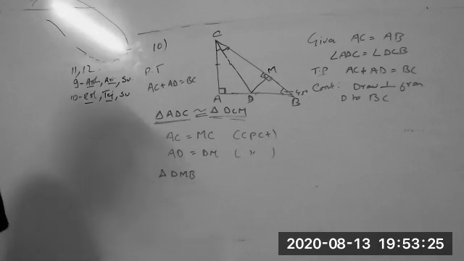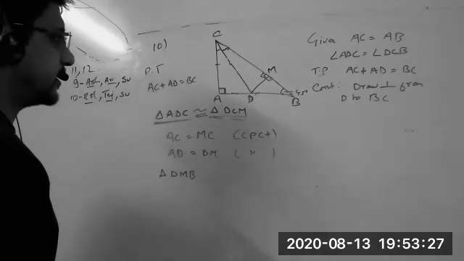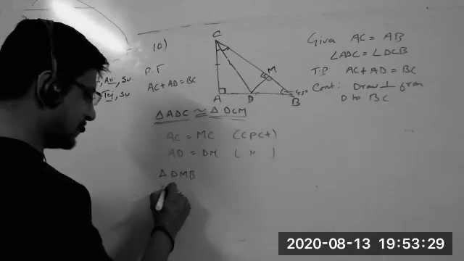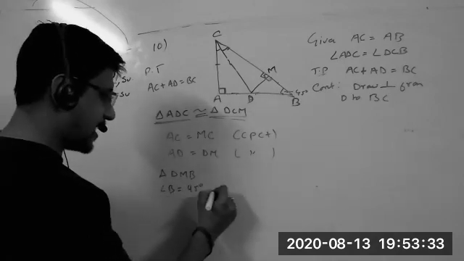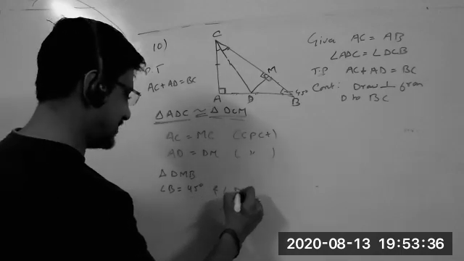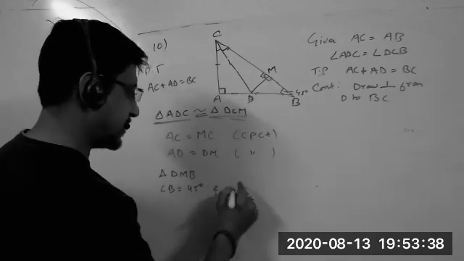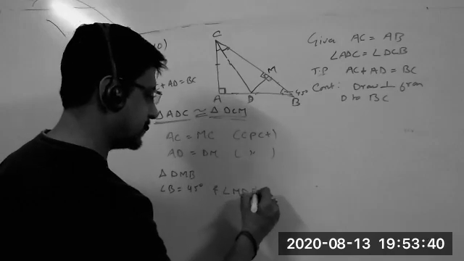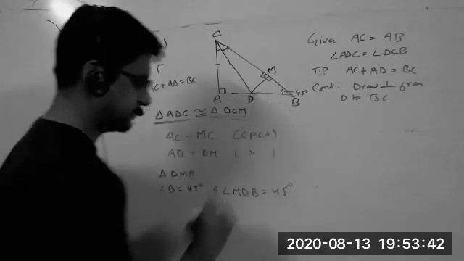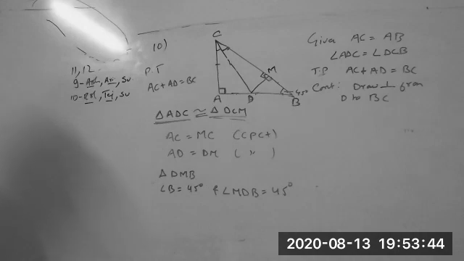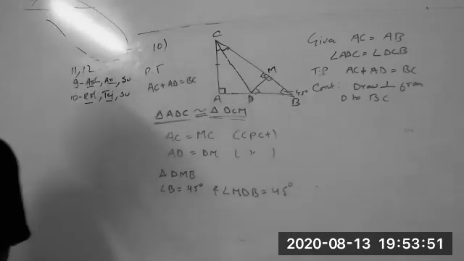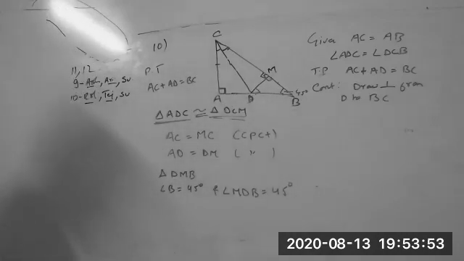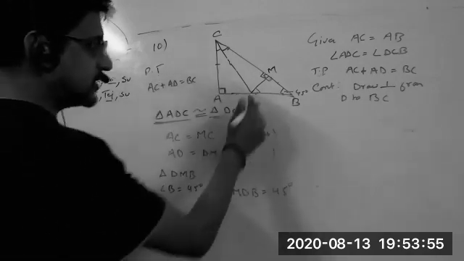Okay, DMB. So we can say angle B is equal to 45 degrees, and angle MDB is equal to 45 degrees. Correct? This is 90 degrees, this is 45 degrees, so this will also be 45 degrees. So these two angles are equal.